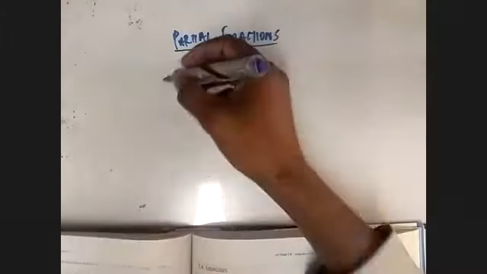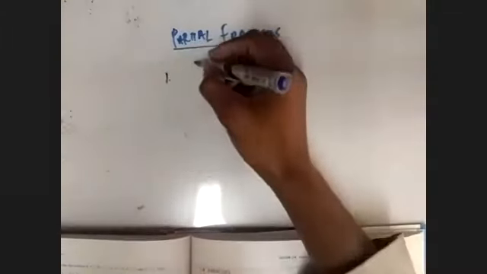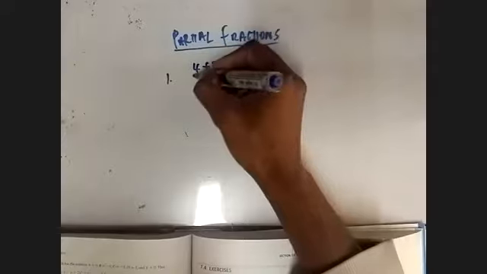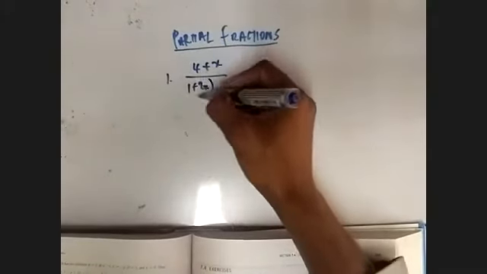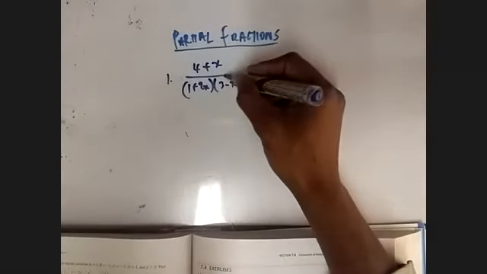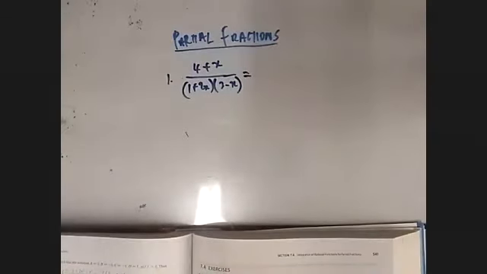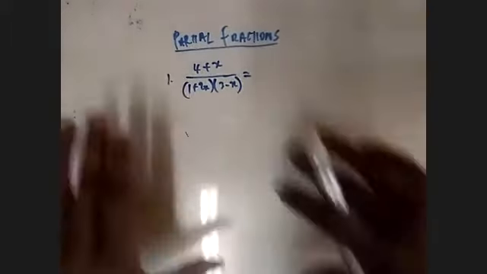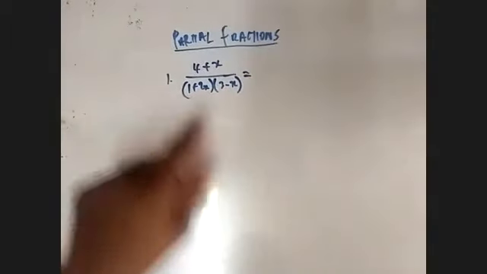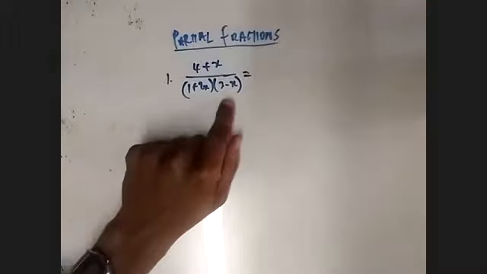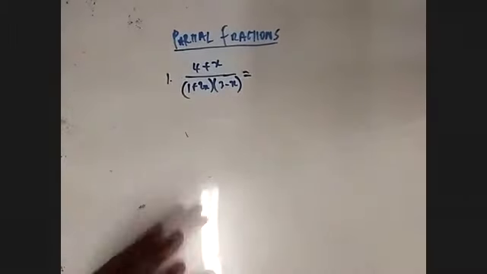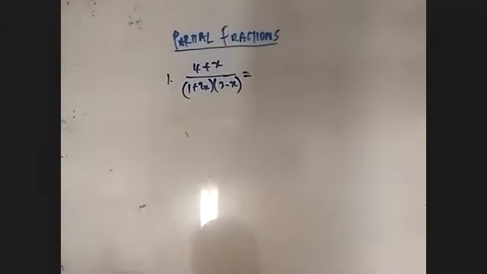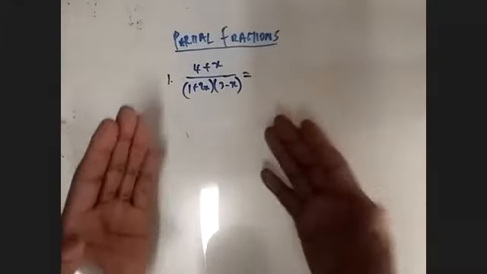Number one says that we need to find the partial fraction decomposition of (4 + x) all over (1 + 2x)(3 − x). This one is already factored into linear factors. In this case, the first rule is true.